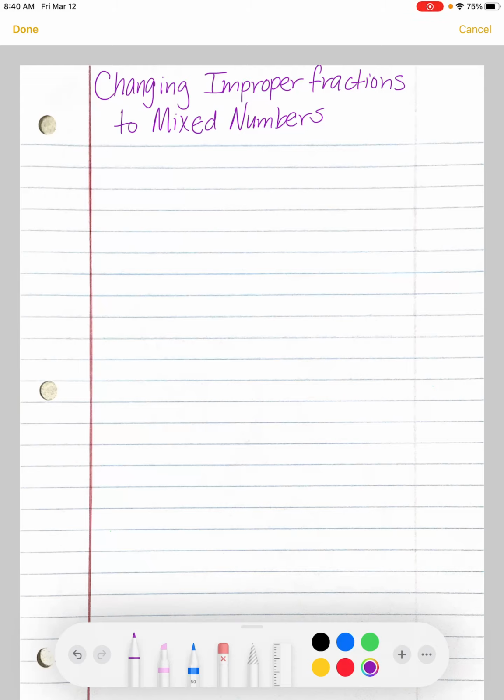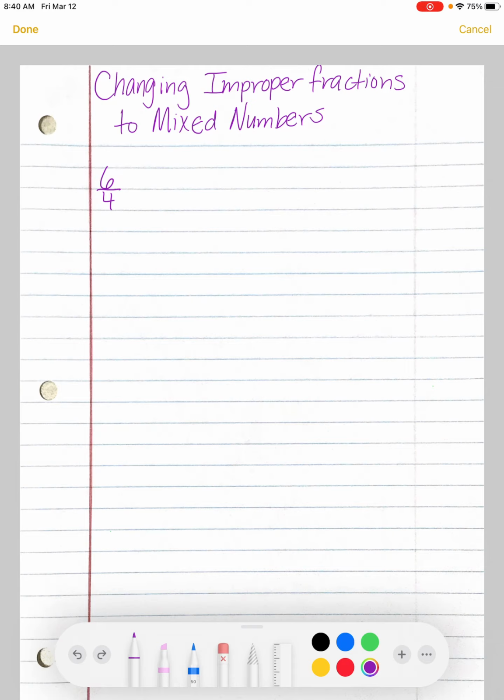Today, we're going to change improper fractions into mixed numbers. But first of all, what is an improper fraction? An improper fraction is when my numerator is larger than my denominator. So 6/4 would be an improper fraction. The top is bigger than the bottom. When that happens, you cannot leave that fraction that way.